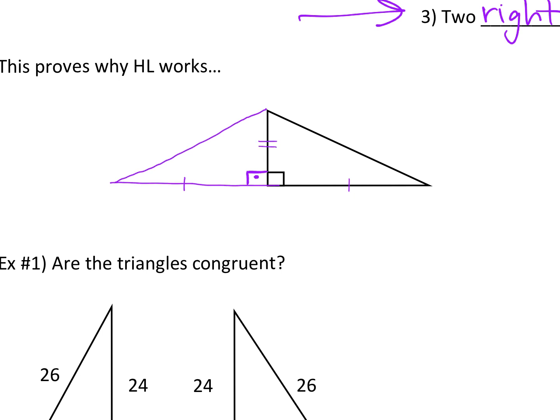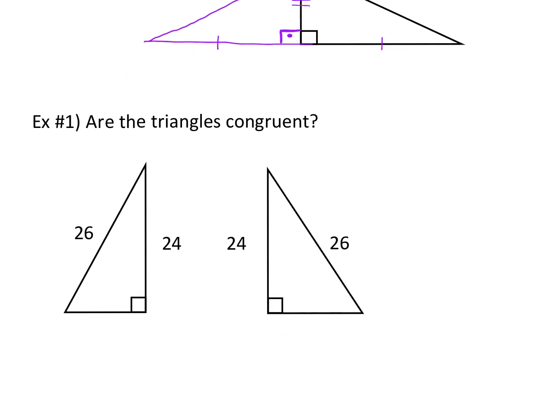Not the hypotenuse, the reflexive, right? The other leg is reflexive. So if you have two right triangles like this, SAS is actually what allows us to use HL. SAS proves by CPCTC that HL will work. Okay, so that's only with right triangles because we can just extend that line. That's why it works. We're not going to dig into that any further.